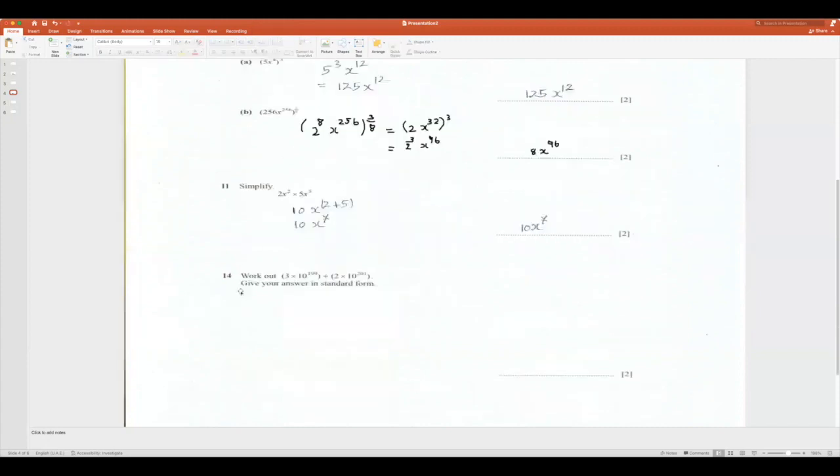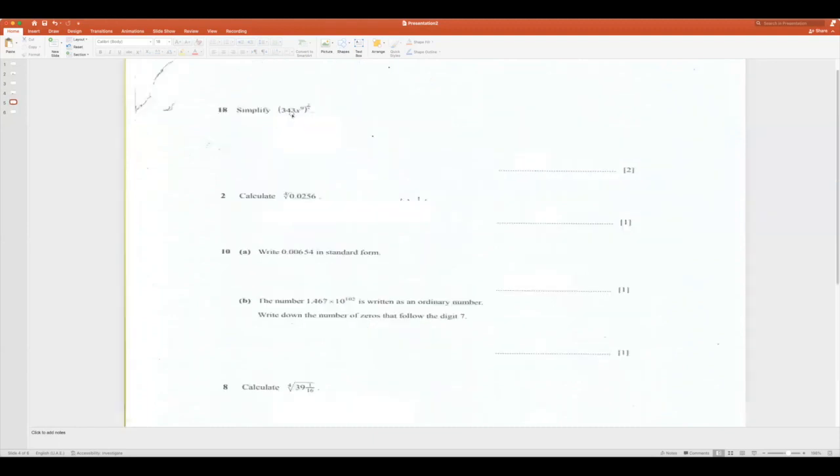Work out 3 into 10 to the power 199 divided by 2 into 10 to the power 201. Give your answer in standard form. So division means subtraction. 199 minus 201, 10 to the power minus 2. 3 divided by 2, into 10 to the power 199 minus 201. 3 over 2 means 1.5 into 10 to the power minus 2. Decimal point is after the non-zero value, no change. The answer is this.